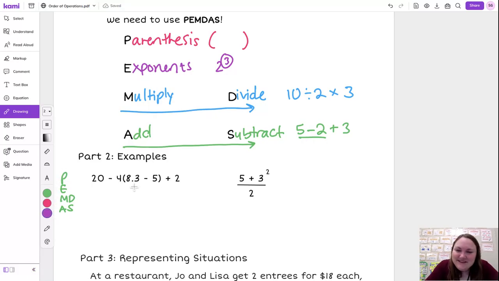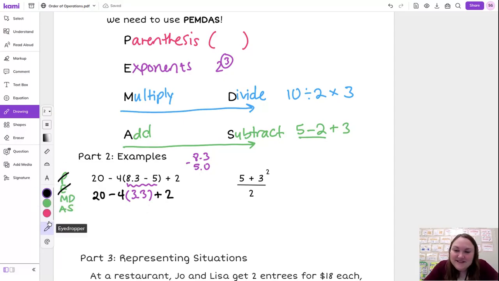So starting with my parentheses, I would begin with 8.3 minus 5. We did some practice with decimals yesterday, and so we know when we subtract those, the 5 has to go under your 8, and that gives you 3.3. After you do one thing, you want to copy everything else down. So the 20 minus 4 times 3.3 plus 2. And we are done with our parentheses.